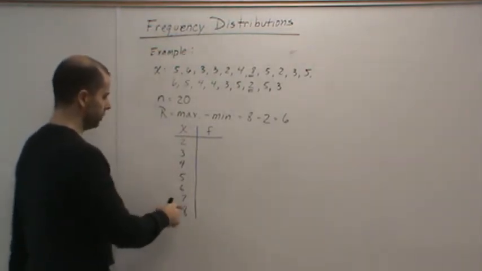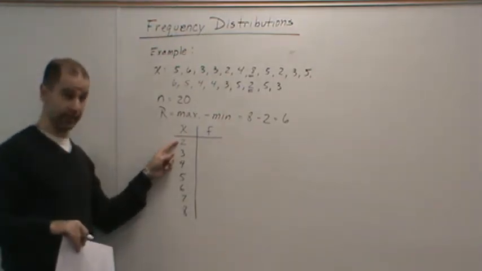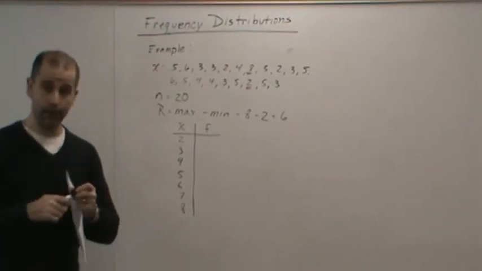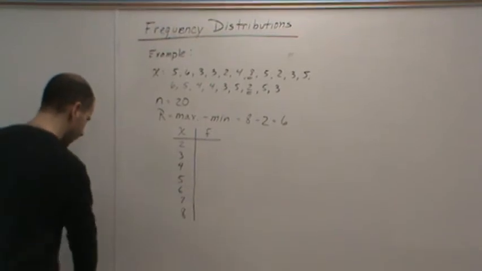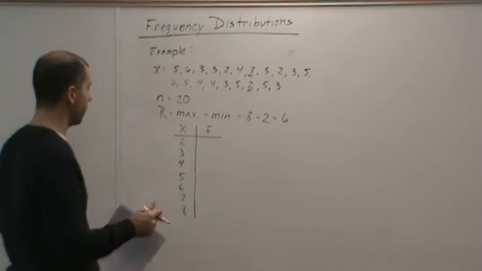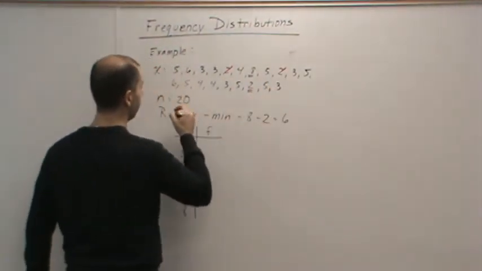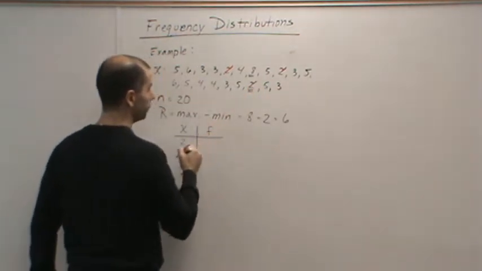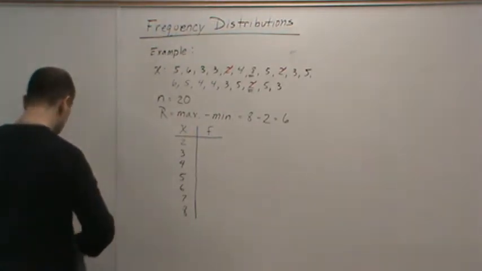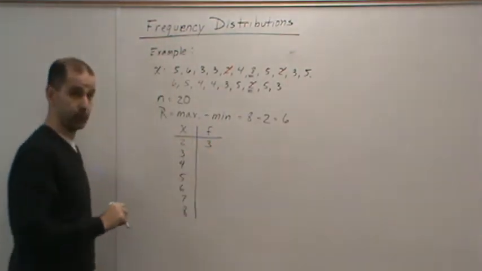Okay, now I'm going to write down the frequency. The first thing I do is go through and see how many twos I have in the data set. And the way I would do this is I would cross these off in different ways so that I don't get confused. So I'm going to take my marker here and cross these off. So twos. I've got a two here. One, two, three. So I got three here. So my frequency for 2 is 3.